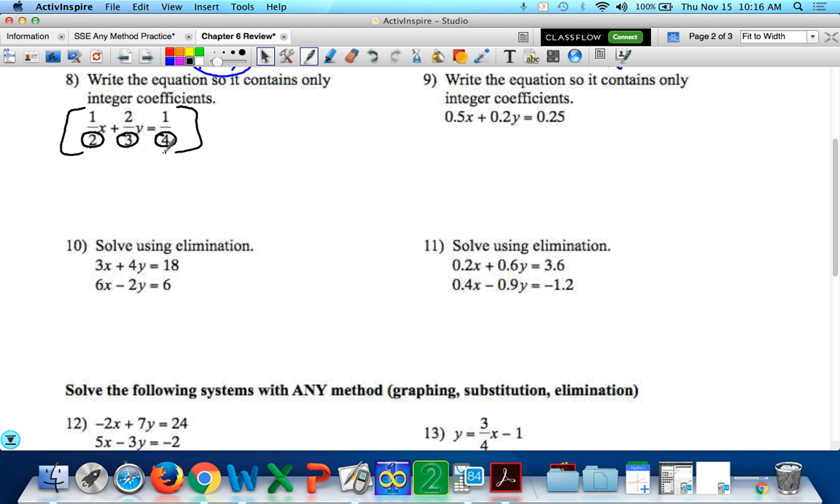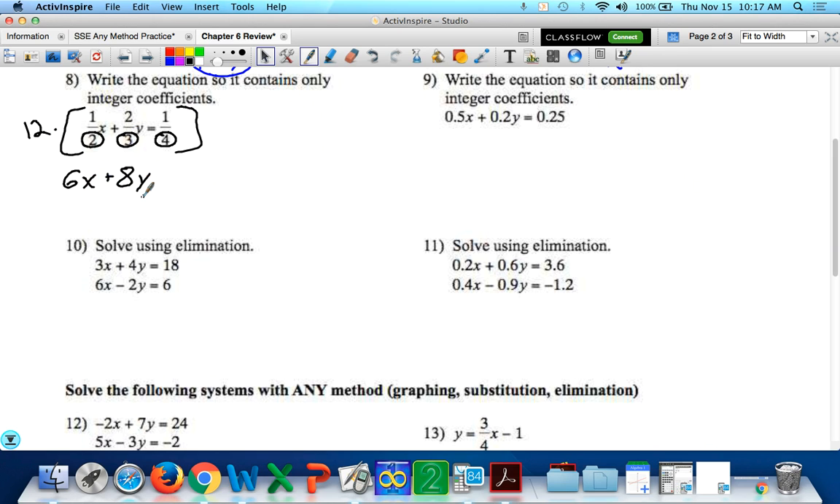So I'm going to multiply this entire equation by 12. Bigger numbers will work. They're just going to make your coefficients larger. That's not really the end of the world, but we always want to use the smallest one that we can think of. 12 times 1/2, that's a 6x. 12 times 2/3, that's an 8y.